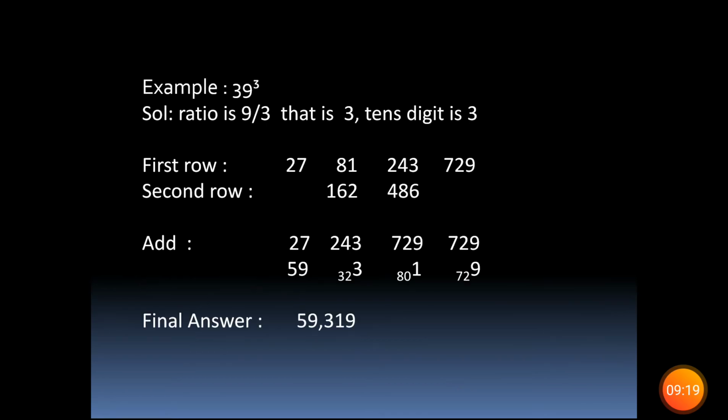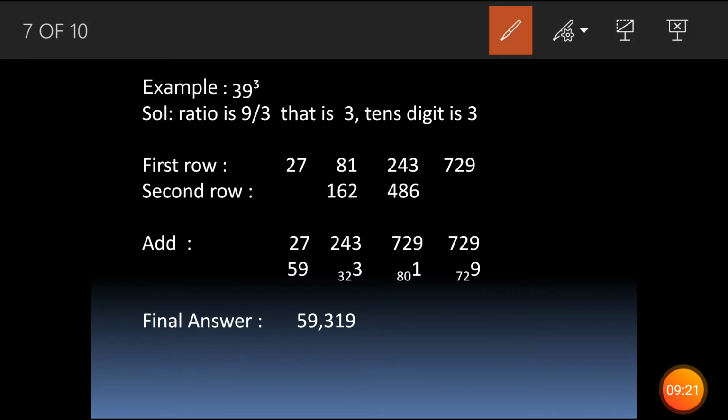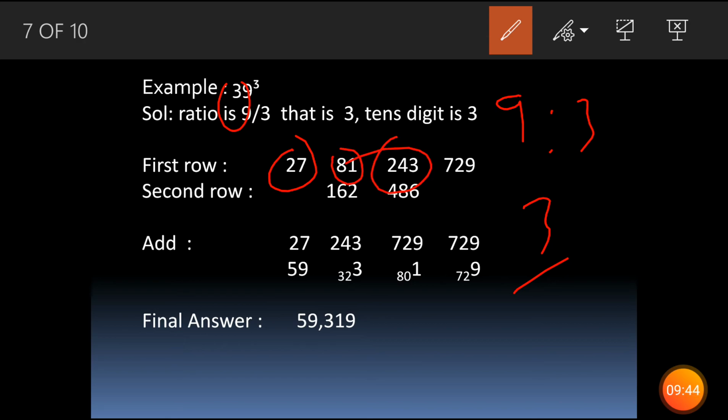Now you see another example, that is 39 cube. In 39, your unit digit is 9 and your tens digit is 3. So the ratio is again 3. And your first digit, the tens digit, is 3. So the cube of the tens digit is 27. Then 3 times 27 is 81, 3 times 81 is 243, and 3 times 243 is 729.